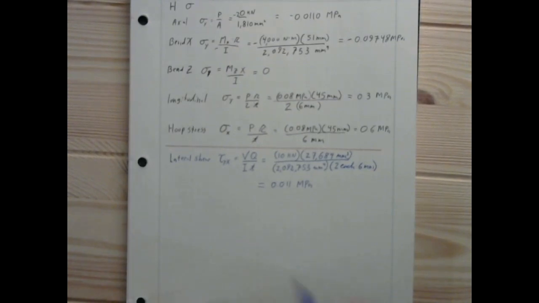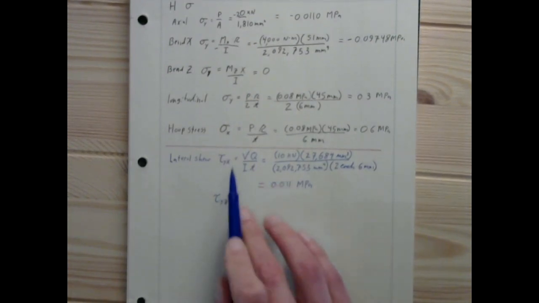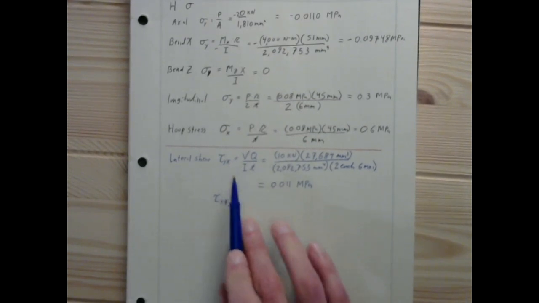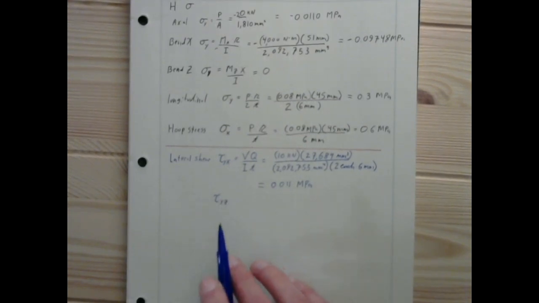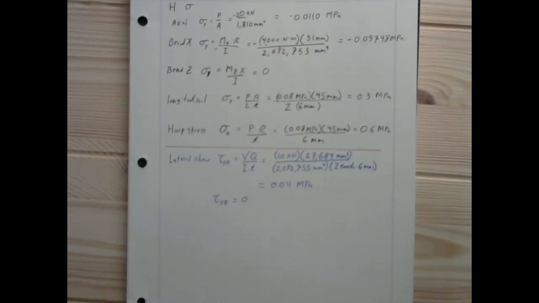Now let's look at the lateral shear in the other direction, in the YZ direction. So this is from the force we had in the X direction. We don't have any force in the Z direction, and that's just as well, because Q would be 0 there anyway, even if we did have a non-zero force for V. So we've got that. Now let's look at the torsion.